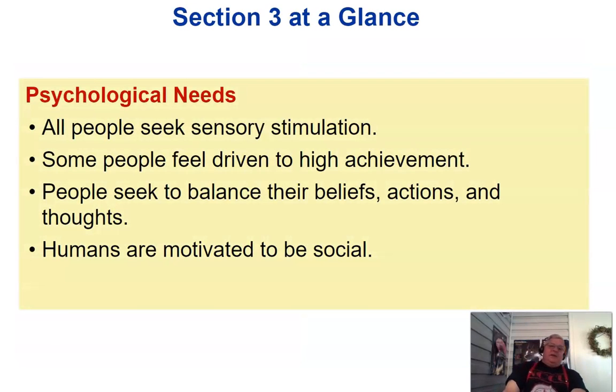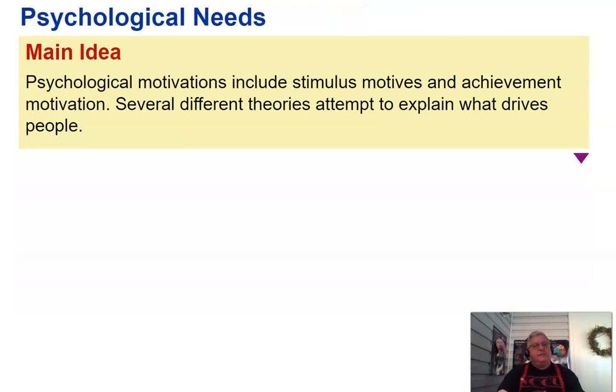Section 3. All people seek sensory stimulation. Some people feel driven to high achievement, while people also seek to balance their beliefs, actions, and thoughts. Humans are motivated to be social. So the main idea of this section is that we talk about psychological motivations that include stimulus motives and achievement motivation. Several different theories attempt to explain what drives people.